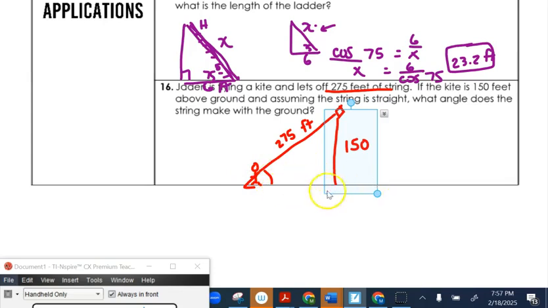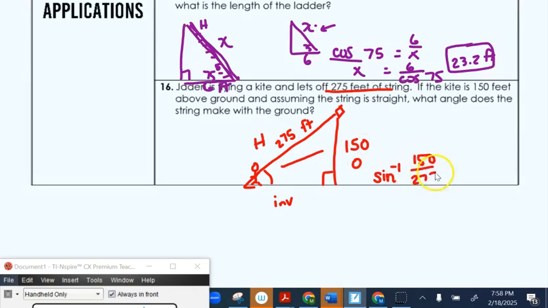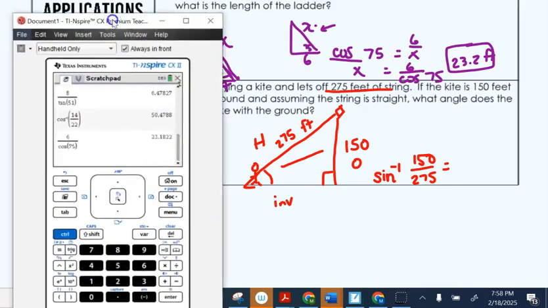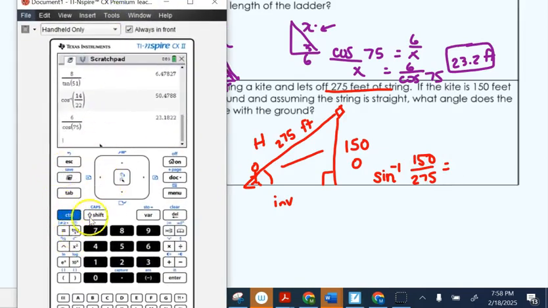We don't know that, so that means we're going to have to use an inverse feature. We do know we have the opposite, and we do know we have the hypotenuse. So we're going to use inverse sine of 150 over 275, and that will give us the measure of the angle, which is approximately 33 degrees.